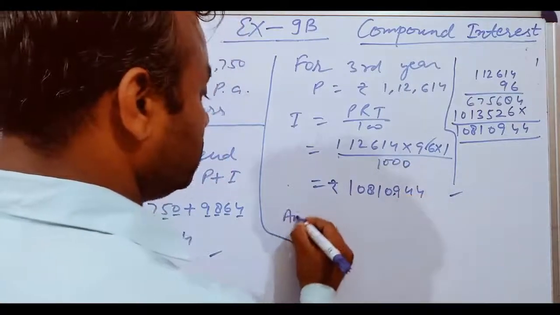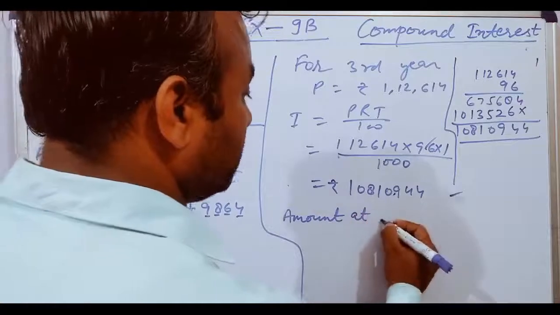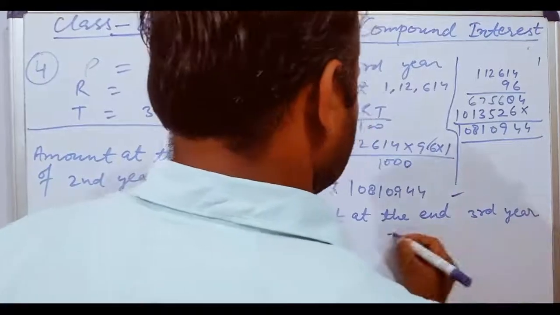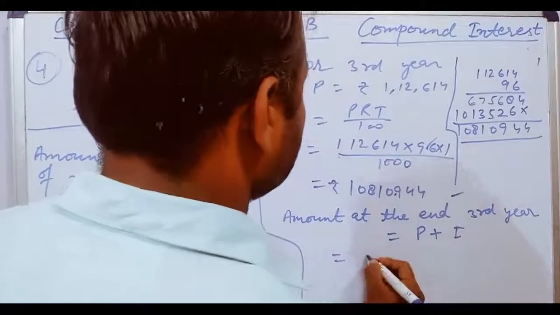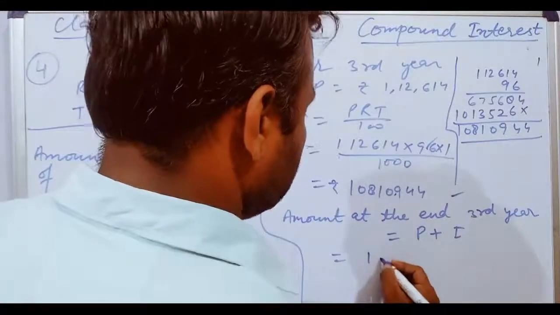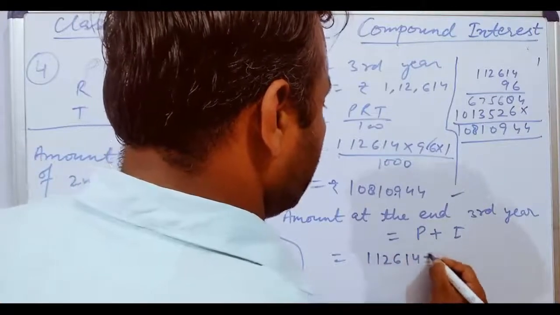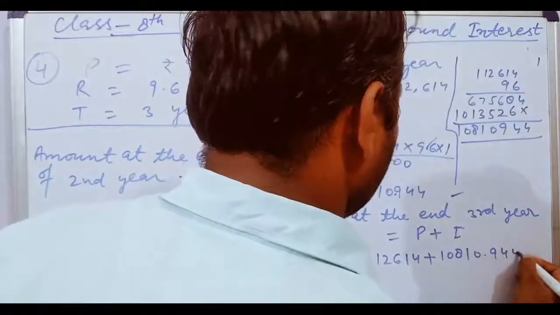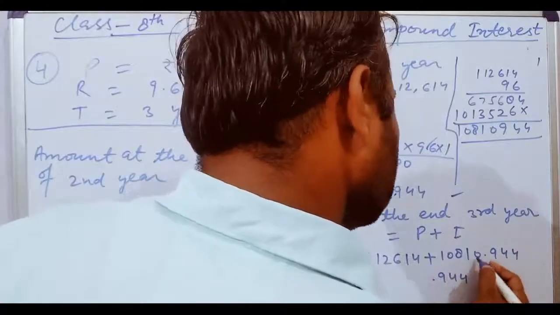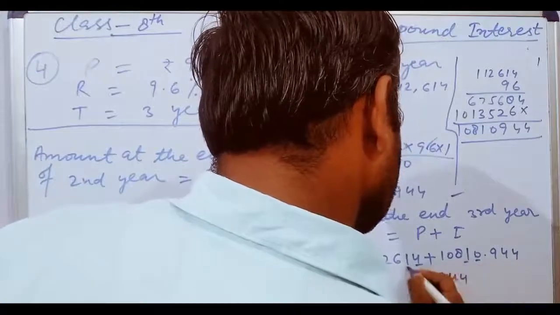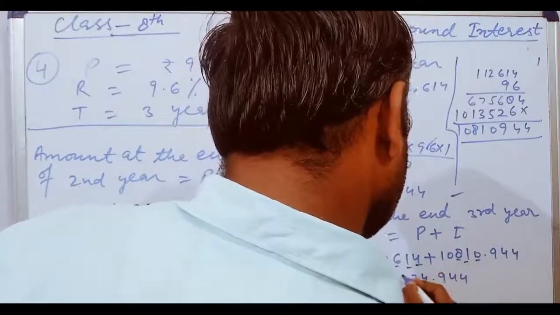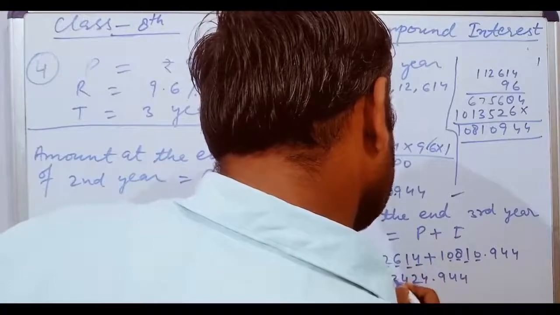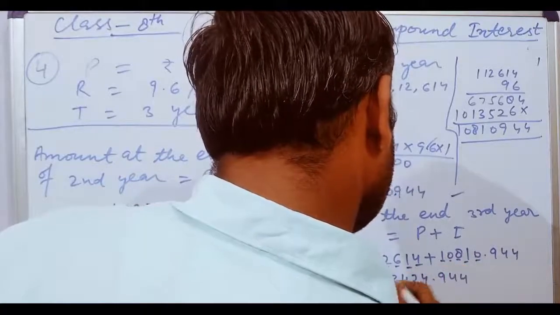Okay, then the amount at the end of the third year equals P plus I. P is 1,12,614 plus 10,810.944. Adding gives 1,23,424.944.